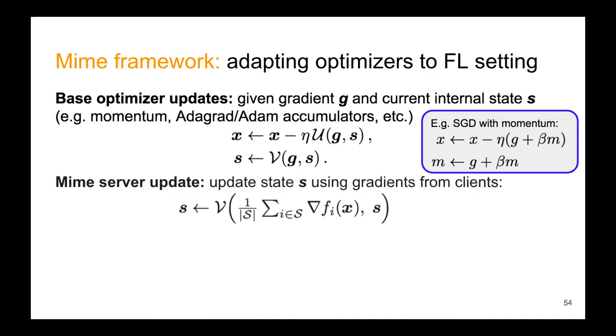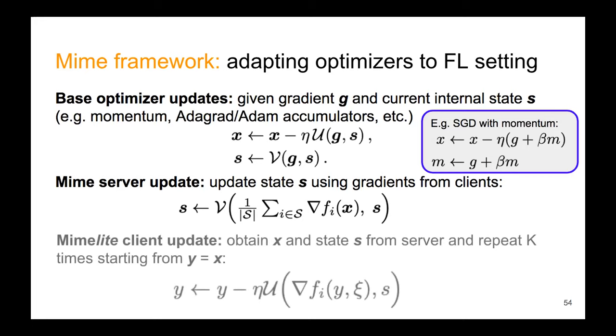So what are we going to do now? On the server level, we are going to update the internal state of our optimizer using the gradients that we receive from the clients, okay? So we're going to average the gradients for the selected clients and use that in the V function to update our current state. This average is basically the same thing that I mentioned in answer to the previous question about updating the momentum. Good.